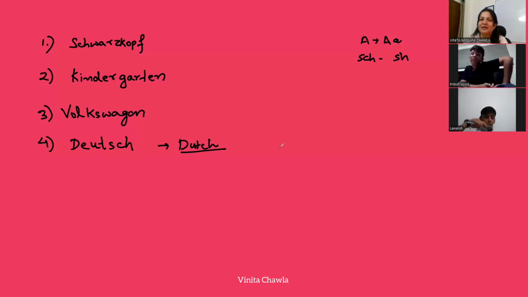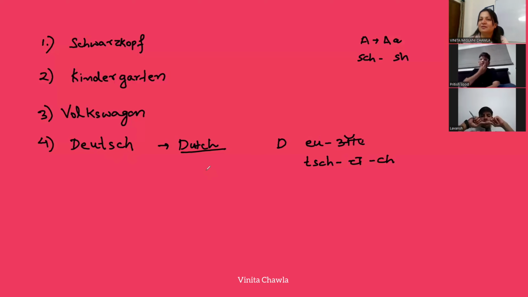How will you pronounce this word in German? We have D-EU-TSCH. EU is oi, and TSCH is ch. So it's Deutsch. Deutsch. EU is oi, TSCH is ch. So this is Deutsch. Easy? Yes.